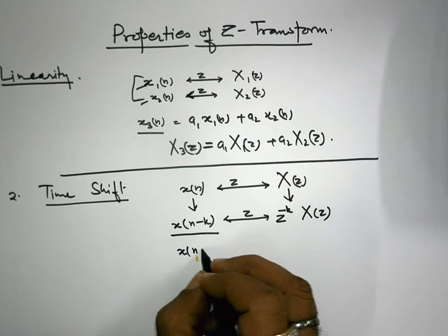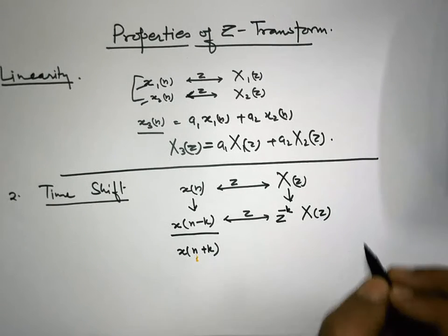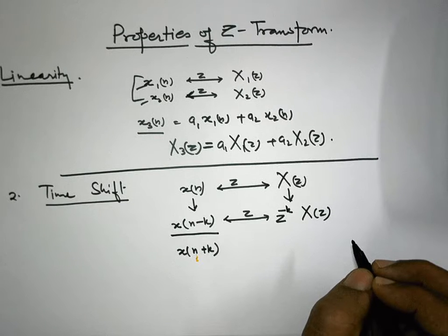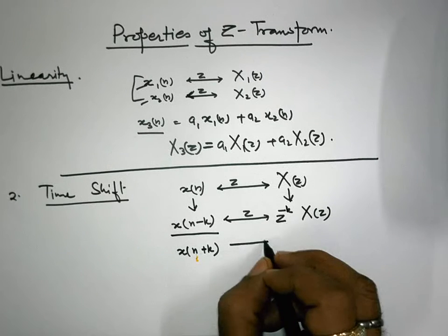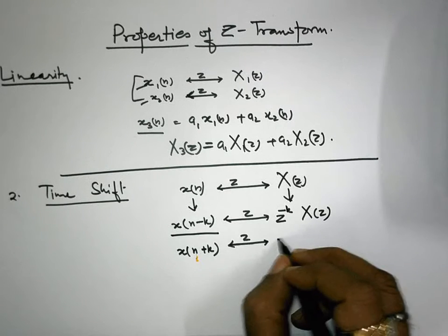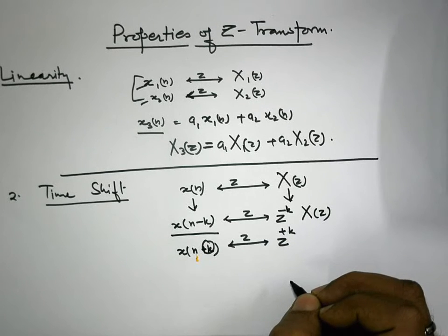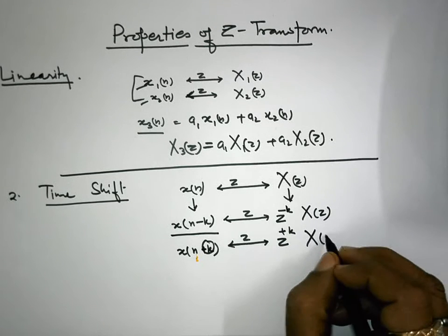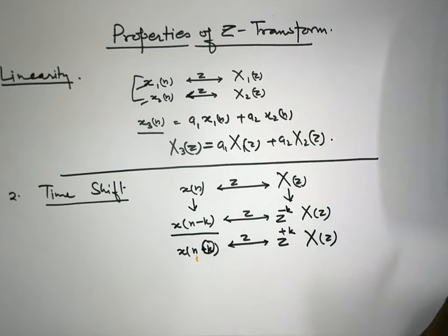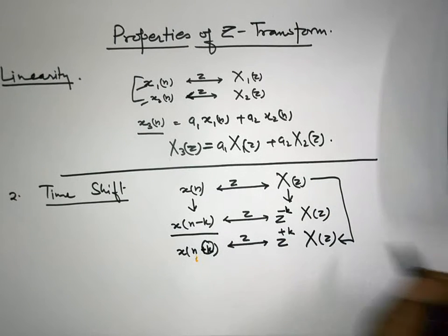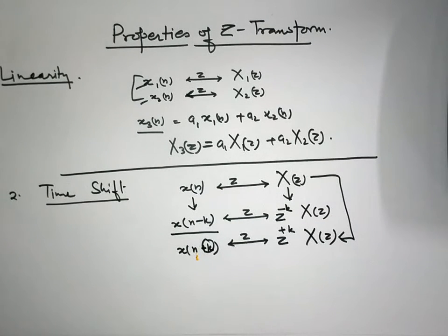Similarly, we can also write that if we have the advanced version of the signal and we are asked to evaluate its Z transform, naturally it has to be multiplied by the factor z to the power plus k, multiplied with the Z transform of the original unshifted signal, to obtain the Z transform of the shifted version of the signal. So this is the time shifting property.